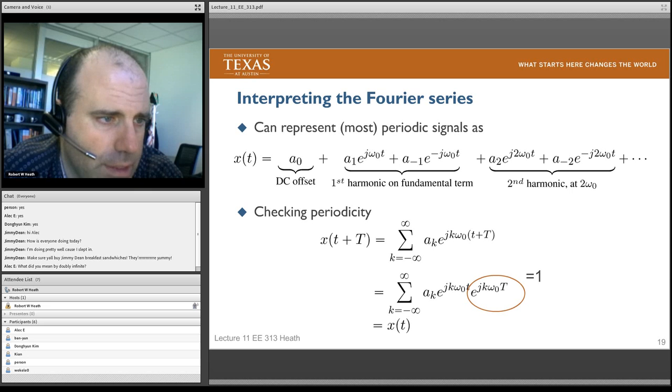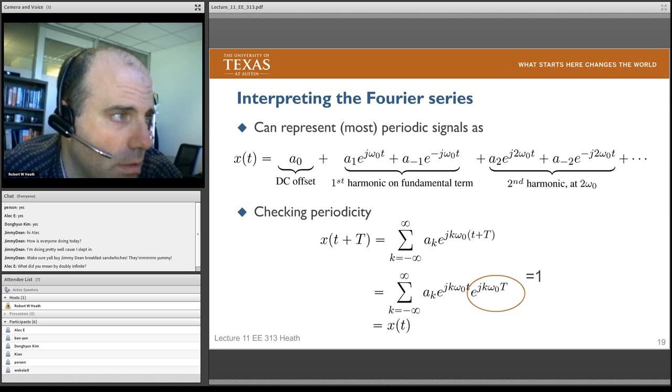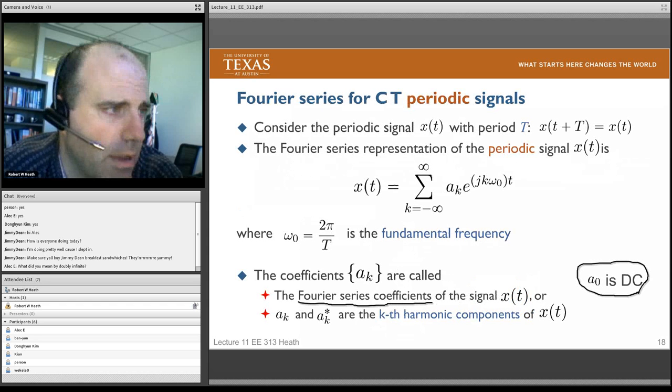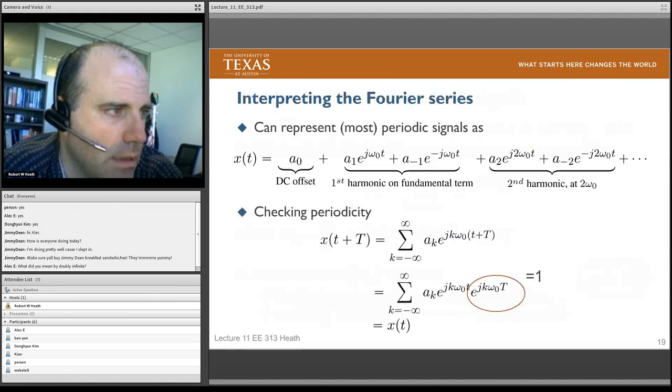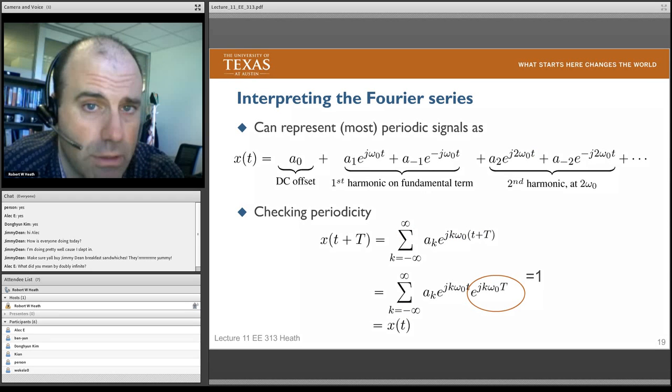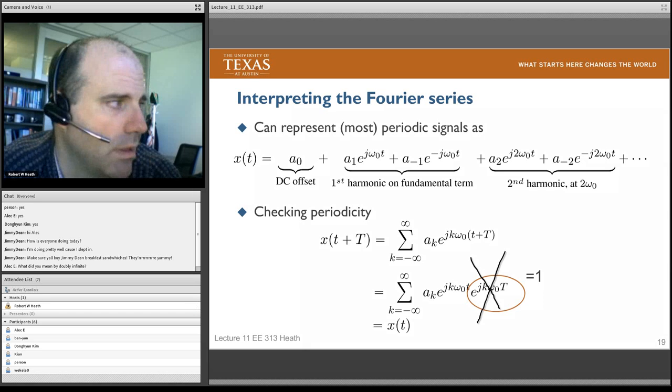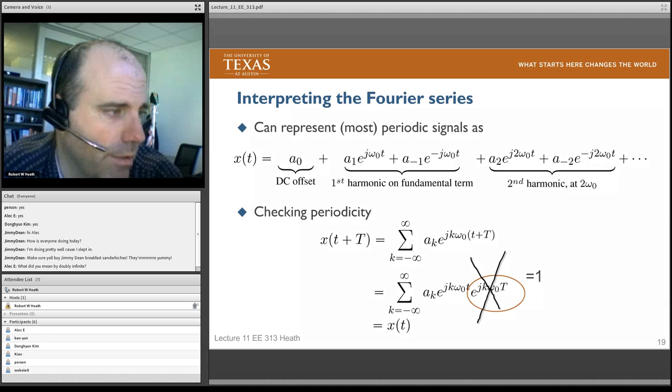And look what this is here. E to the j k capital omega T. If you remember back over here, omega is 2 pi over T. So if I multiply 2 pi over T by T, I get 2 pi. And e to the j 2 pi times any integer is just 1. So this goes away, and what I'm left with is the sum from minus infinity to infinity of a_k e to the j k omega t, which is just what we started with. So this just confirms the periodicity of the Fourier series.